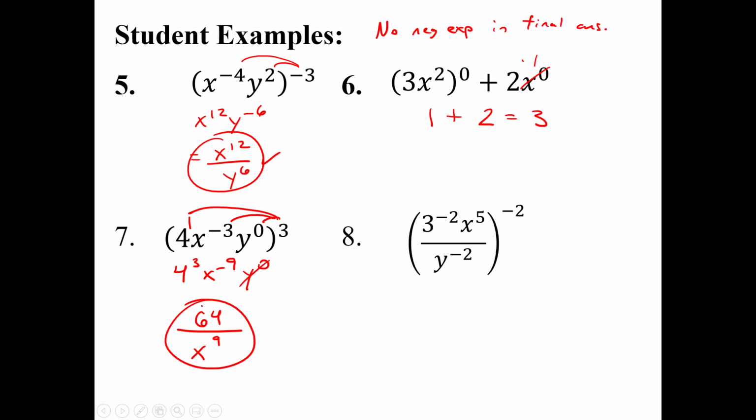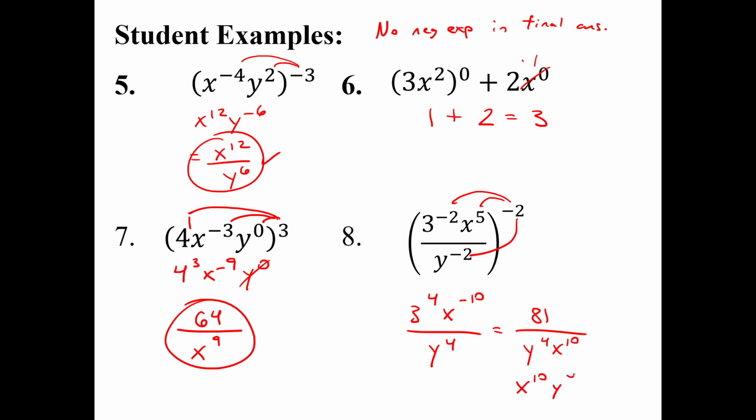And I'm done. And the final example, distributing the negative 2 to all the things. Okay, that's going to give me 3 to the positive 4, x to the negative 10, y to the positive 4. And cleaning it up, the 3 to the 4th power is 81. And then the x comes to the bottom. It doesn't matter where you put it. So you could put it like this, or you could put it like this. Okay, when you multiply, the order doesn't matter. And then you are done.